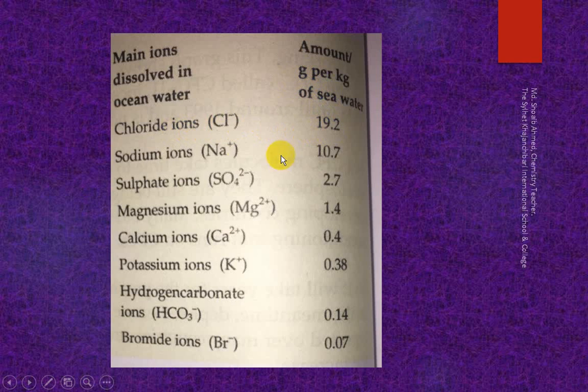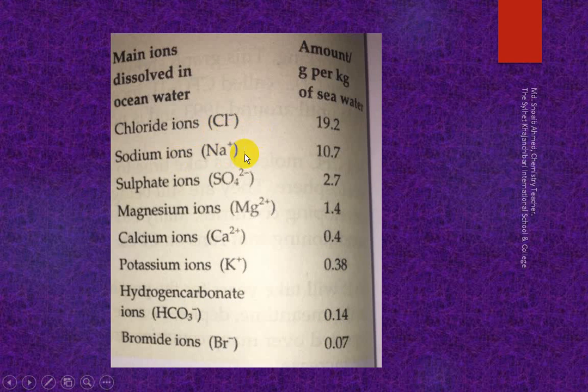Chloride ions are 19.2 gram. Sodium ions are 10.7 gram. Sulfate ions are 2.7 gram. Magnesium ions are 1.4 gram. Calcium ion is 0.04 gram. Potassium ions are 0.38 gram. Hydrogen carbonate ions are 0.14 gram. Bromide ions are 0.07 gram.